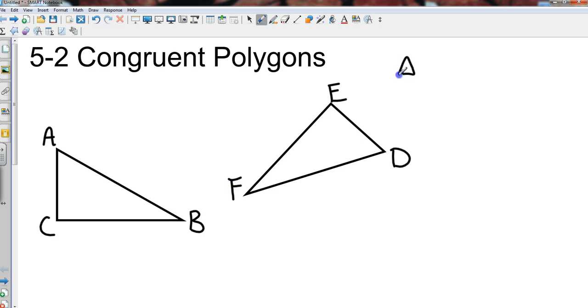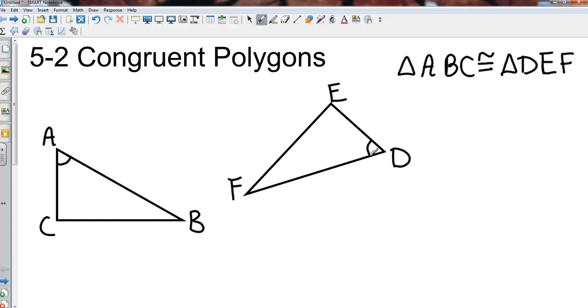Now, if I were to tell you that triangle ABC was congruent to triangle DEF, then that means the order that I list those is very important, which tells me that angle A corresponds to angle D because they are in the first position when it's labeled. So that means angle A is congruent to angle D. Angle E is congruent to angle B, and you can see I have already messed up that labeling, haven't I?